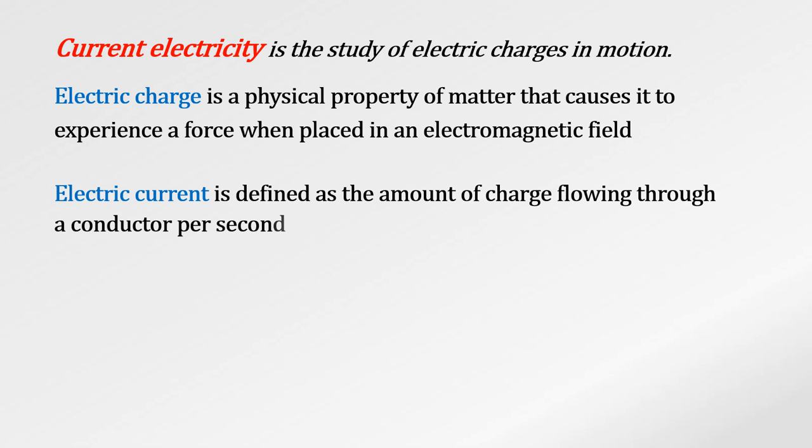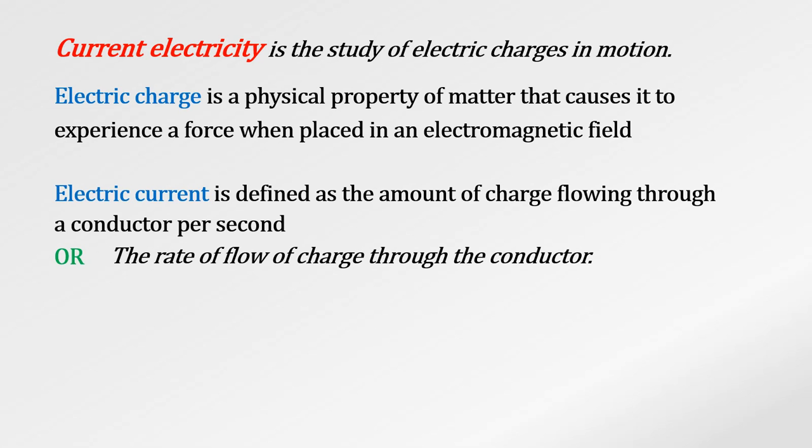Electric current. Before we go further, let us know what electric current is. Electric current is the amount of charge flowing through a conductor per second, or the quantity of charge flowing through a conductor per second. That is our definition of electric current. Or we can simply define it as the rate of flow of charge through a conductor.